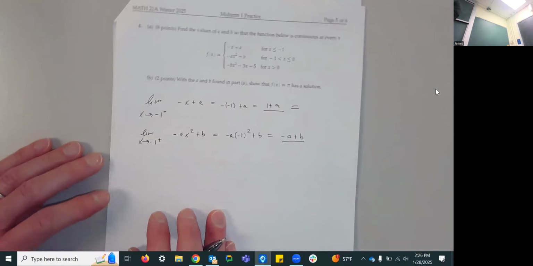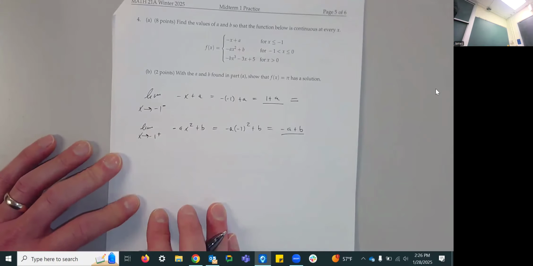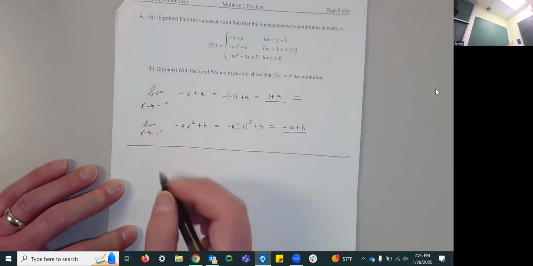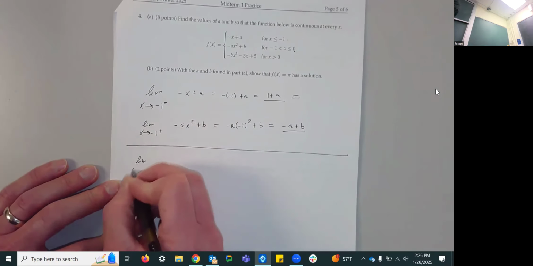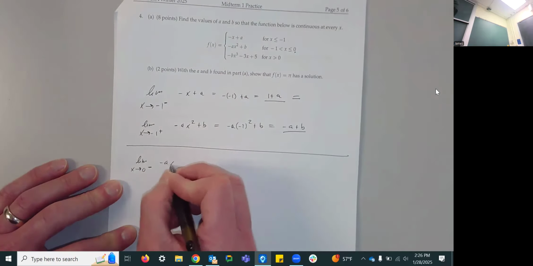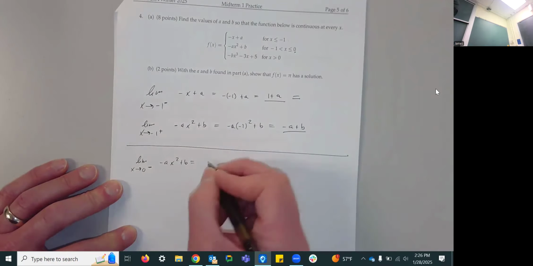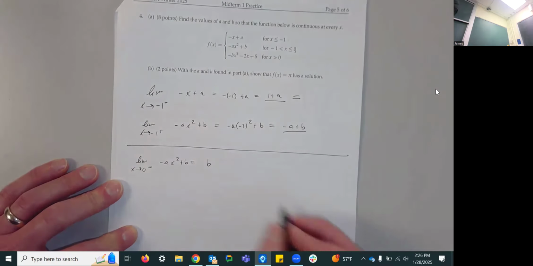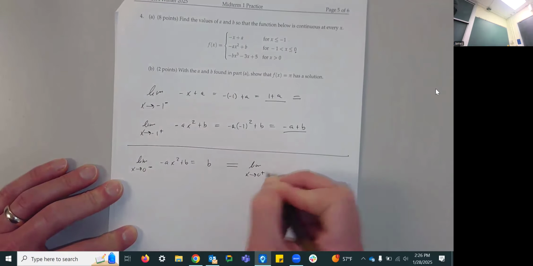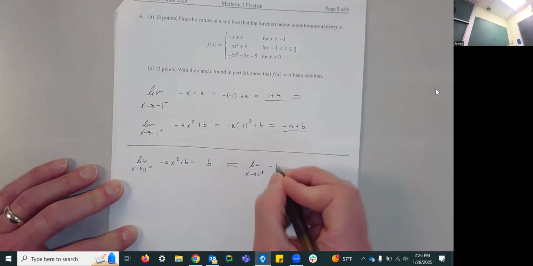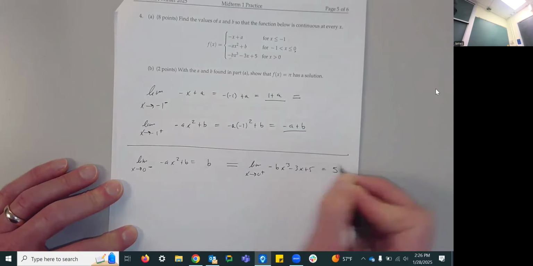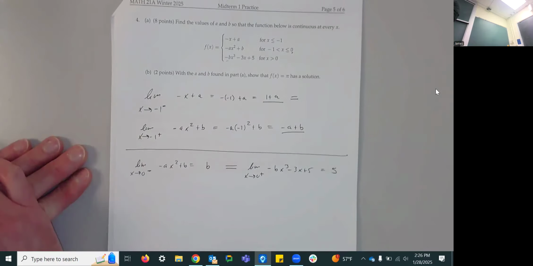We could manipulate that equation if we really wanted to, but let's get more information before we start working with that. So then we also need the limit as x approaches 0 from both sides to be equal to each other. The limit as x approaches 0 from the left uses this piece of the function, negative ax squared plus b. Plugging in 0, we just get b. And we need that to equal the limit as x approaches 0 from the right, which uses this piece, negative bx cubed minus 3x plus 5, which is just 5. Great, we found b. b is 5.